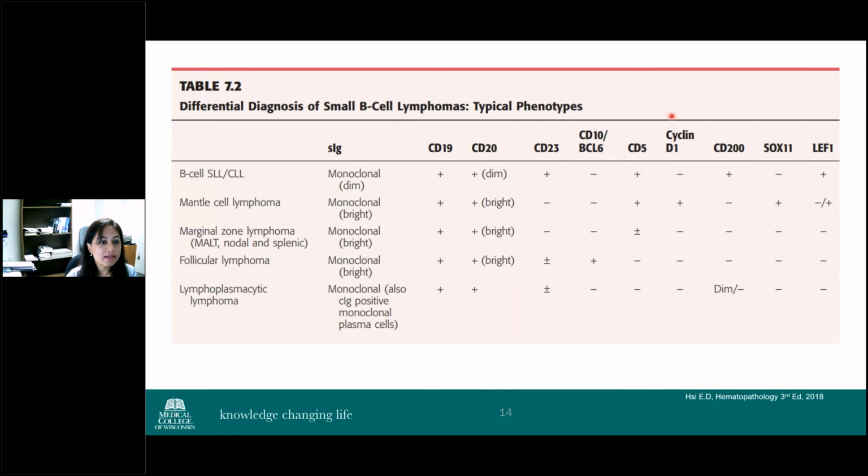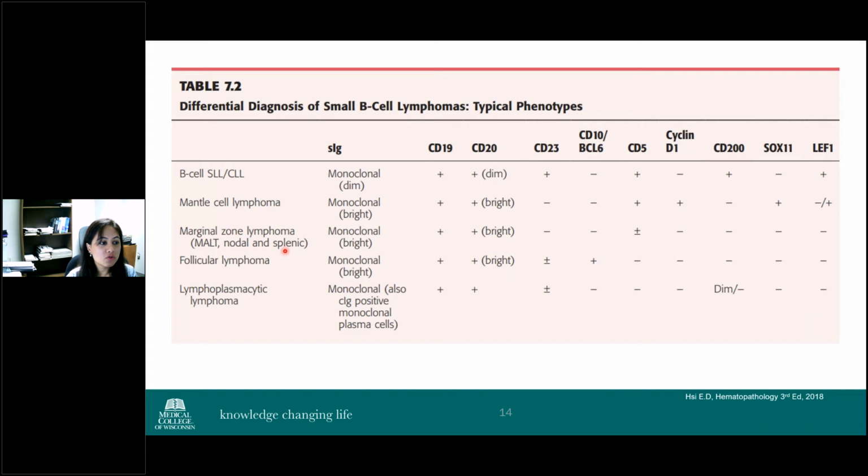Usually looking at CD5 is the next step, and as you see, there are two main lymphomas which are CD5 positive. One of them is the small B-cell lymphoma, or chronic lymphocytic leukemia, and the other is mantle cell lymphoma. For mantle cell lymphoma, there are other markers which can help us distinguish it from CLL, and one of them is SOX11 and the other one is cyclin D1. For CLL, we have CD200 and LEF1, which can be helpful in reaching the diagnosis.